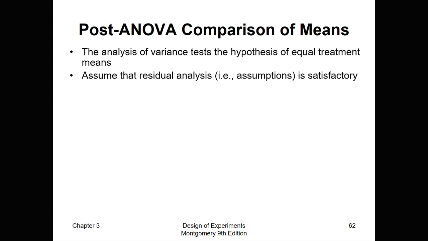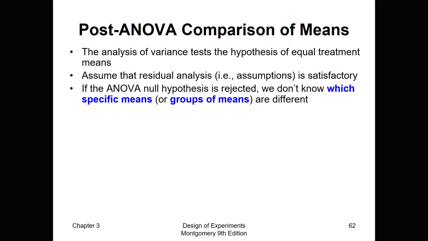Now, for this, we're going to just assume that the assumptions are okay, that analyzing the residuals, nothing stood out. And again, the problem with ANOVA is that if the null hypothesis is rejected, we don't know where the differences are. We don't know if one mean is different or maybe a group of means is different. So we want to be able to investigate that. And there's a couple of different ways that we can do that.